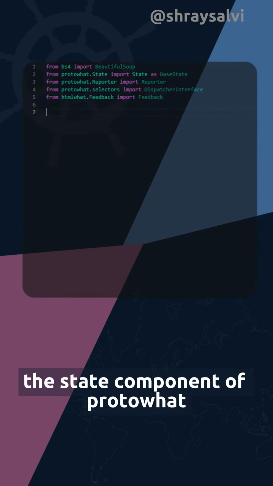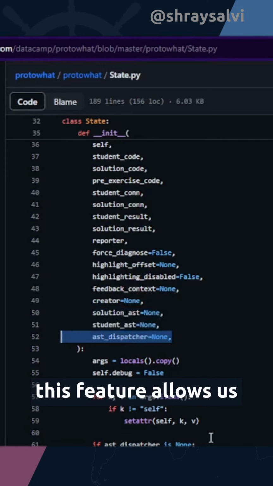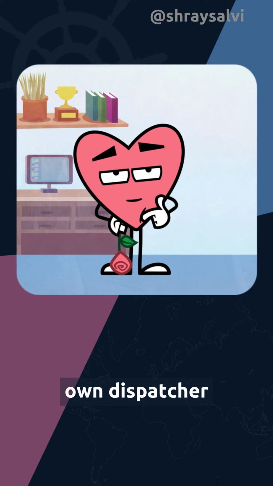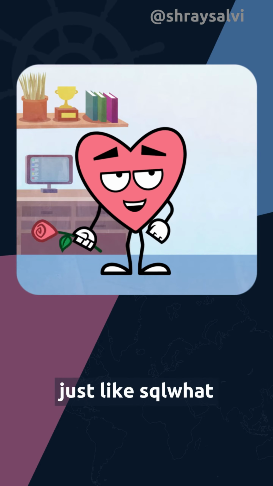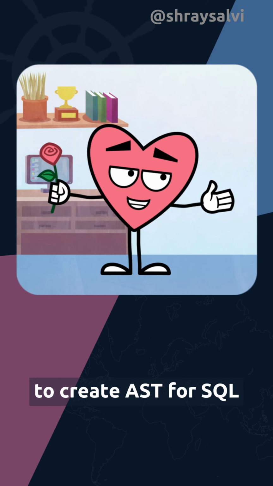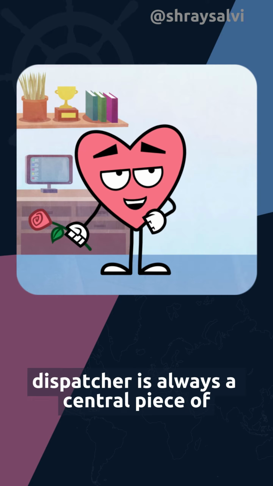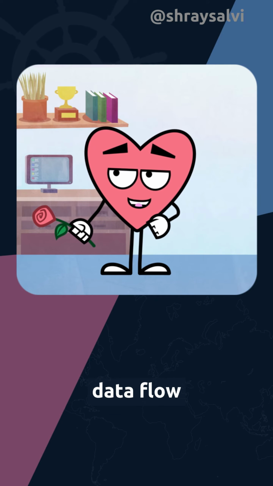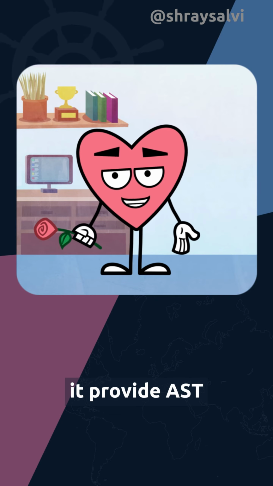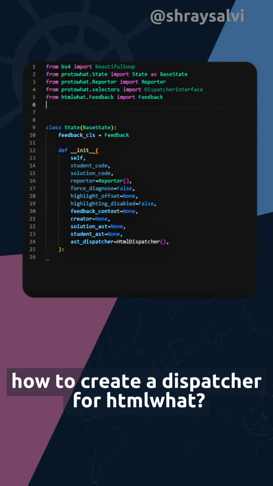So the state component of protowhat provides us a feature called AST dispatcher. This feature allows us to create our own dispatcher based on our requirements. Just like sqlwhat uses the ANTLR module to create AST for SQL. But what is a dispatcher? A dispatcher is always a central piece of data flow, and in our case it provides AST.